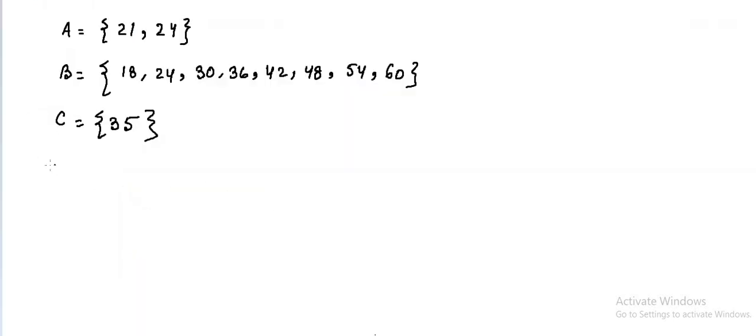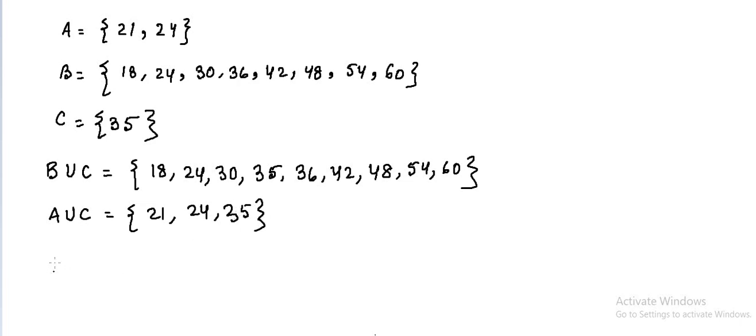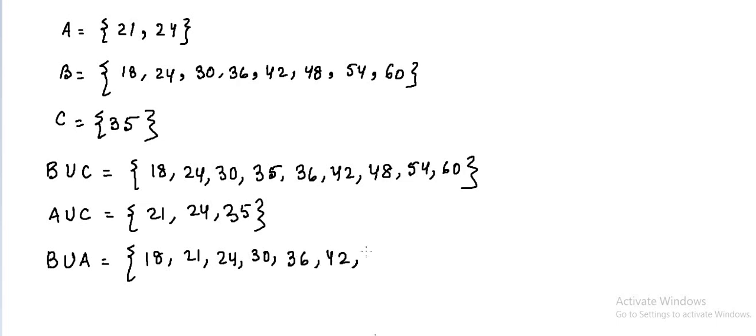So let's do it. Let's find B union C first. B union C is going to be equal to 18, 24, 30, 35, 36, 42, 48, 54 and 60. Let's take out A union C. We will have 21, 24 and 35. In the same manner, B union A will be 18, 21, 24, 30, 36, 42, 48, 54, 60. You can try by yourself, it is quite easy. You will be able to find the union of any two sets.